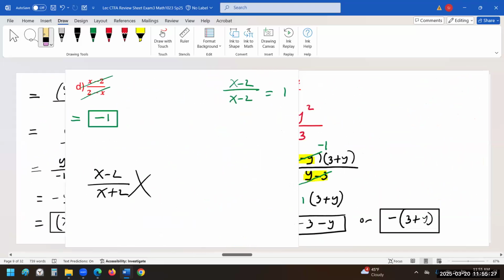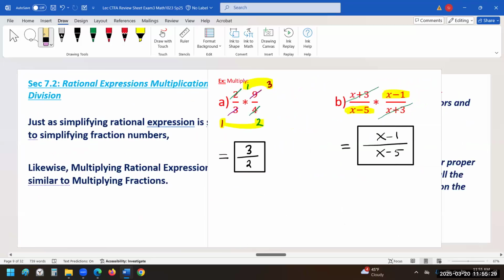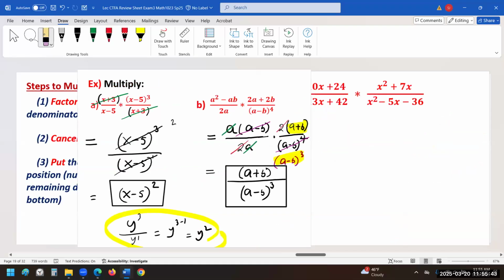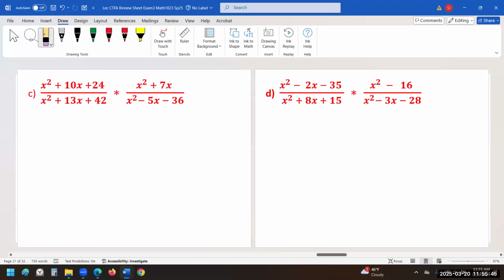Then multiplying. When you multiply, there are only 3 steps. Factor, cancel, rewrite. That's all you have to do. If it's factorable, you always factor. And then cancel like terms, one from anywhere on the numerator and one from anywhere on the denominator. For example, I have good examples here.